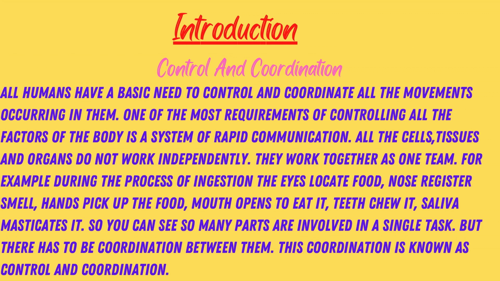For example, during the process of ingestion, the eyes locate food, the nose registers smell, hands pick up the food, the mouth opens to eat it, teeth chew it, saliva moistens it. So you can see so many parts are involved in a single task. But there has to be coordination between them. This coordination is known as control and coordination.